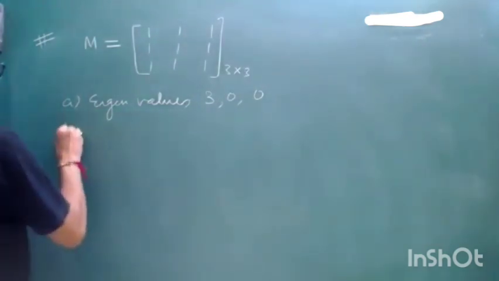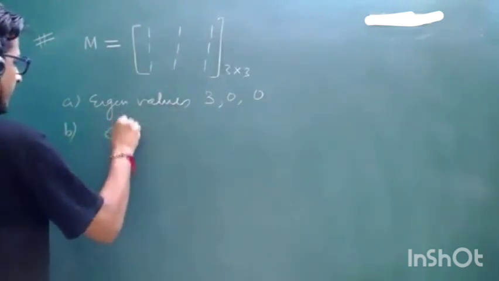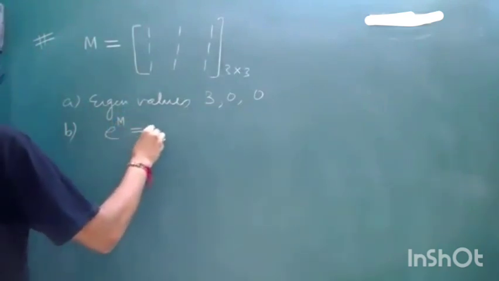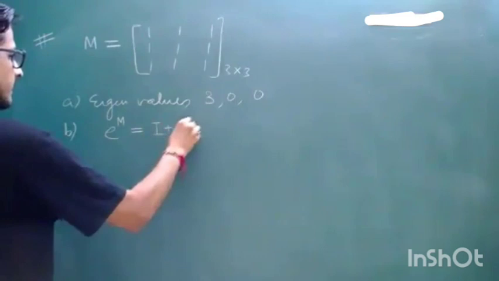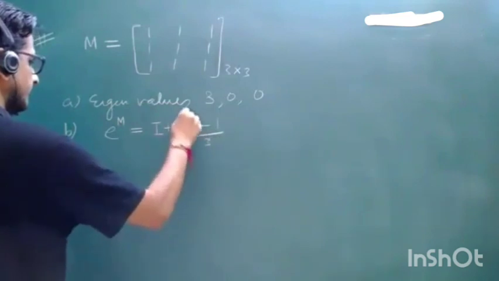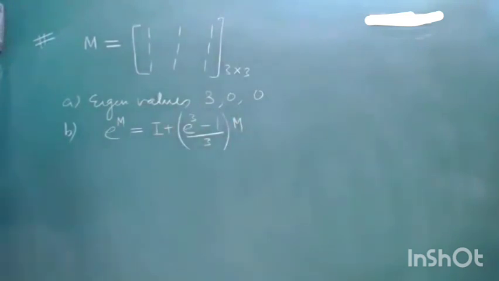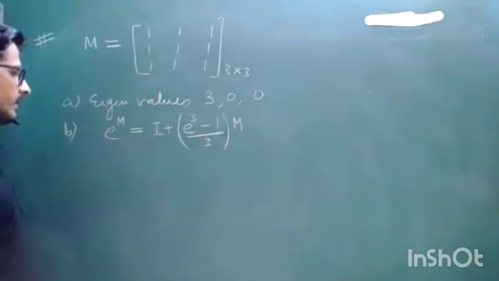We have to prove, as part B, that e to the power m is equal to I plus (e to the power 3 minus 1) by 3 into m. This we have to prove. So the eigenvalues are calculated quickly. Are you getting the same? So this is e to the power m is equal to this. We have to prove it using this.